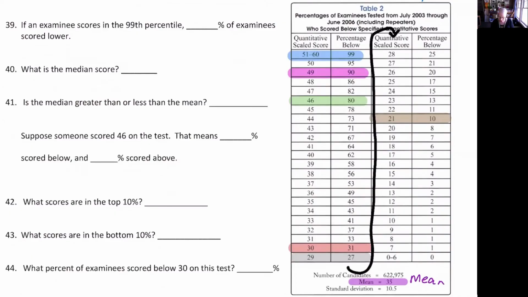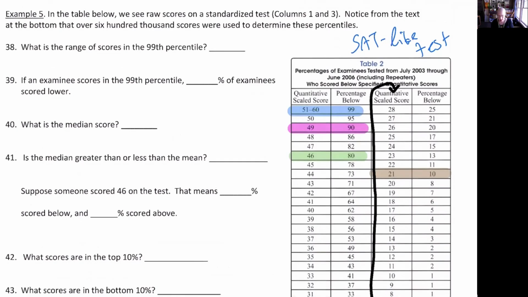So on this table, we have the score and percentage below, which we know now has another term for it, yes? Percentile. So these are all percentiles. Here, the score of 29 is the 27th percentile, and the data continues over here in this column. So a score of 28 is the 25th percentile. And you're told that there are over 600,000 candidates whose scores are represented here. You're told the mean and the standard deviation. I'd like you to do as many of these as you can.